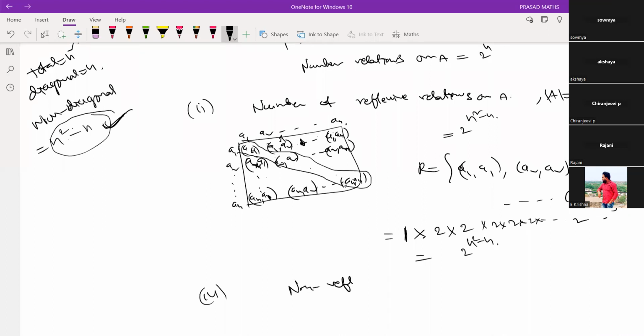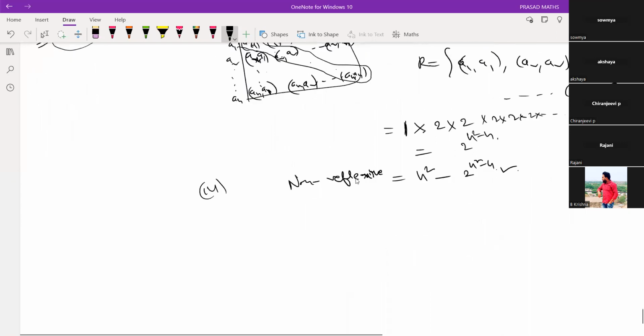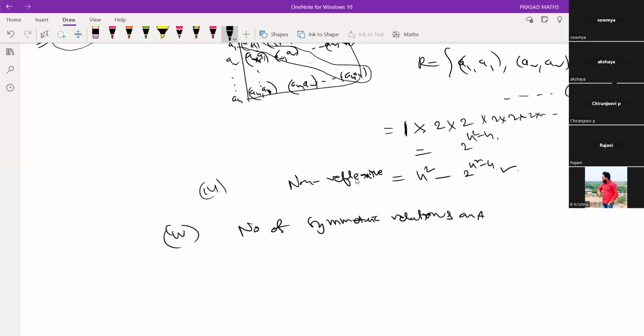Non-reflexive: total n square minus reflexive, so 2 power n square minus 2 power n square minus n. Right? Next, the question is the total number of symmetric relations. Anybody? 2 power summation n? I don't know the formula. This is stupid.